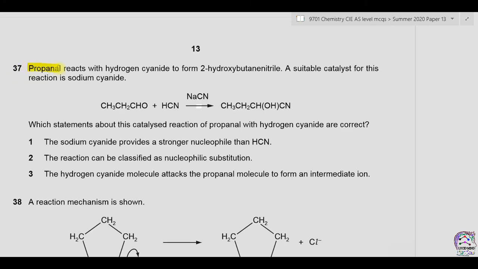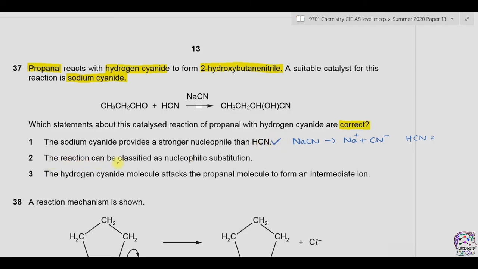Question 37. Propanal reacts with hydrogen cyanide to form 2-hydroxybutanenitrile. A suitable catalyst for this reaction is sodium cyanide. This is the reaction shown. Which statements about this catalyzed reaction of propanal with hydrogen cyanide are correct? 1. The sodium cyanide provides a stronger nucleophile than HCN. Now sodium cyanide can easily dissociate into sodium ions and cyanide ions. And HCN does not dissociate easily, so therefore option 1 is correct.